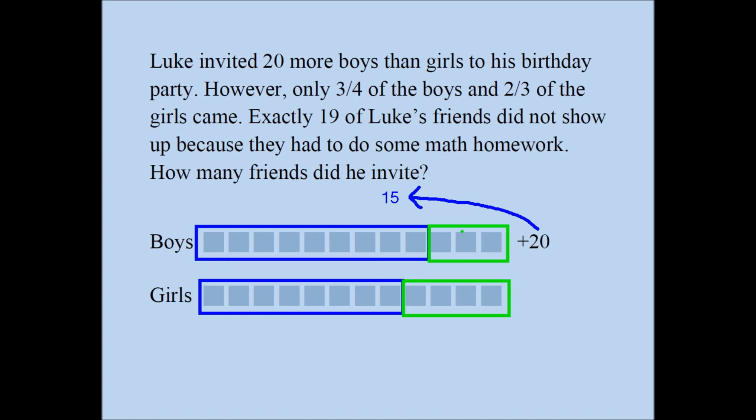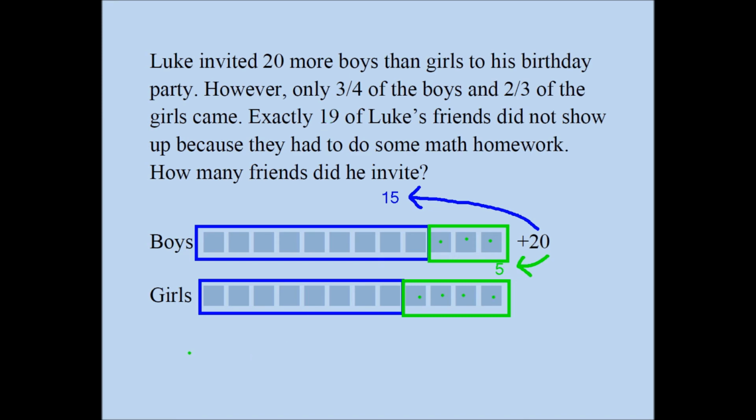Now, there was another piece. If 3/4 of 20 is 15, so 5 of the boys didn't show up. I'm going to put 5 here. This is an important step, so make sure you get it. So these are the kids that didn't show up. These three chunks here for boys plus 5, and these 4 chunks here for girls. Now, according to the question, this plus this plus this 5 plus this plus this has to equal 19.